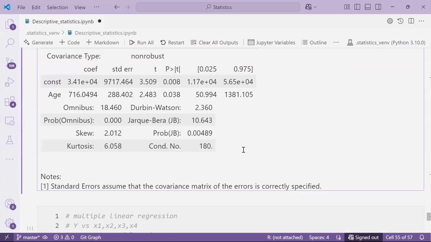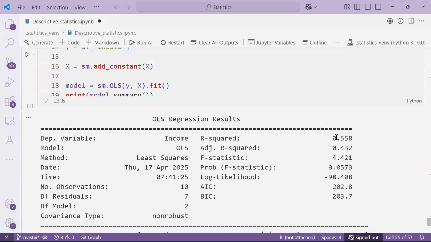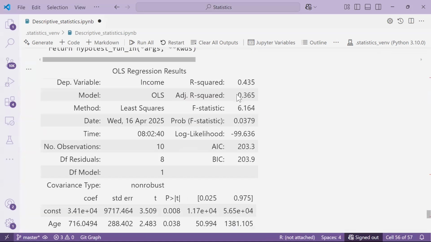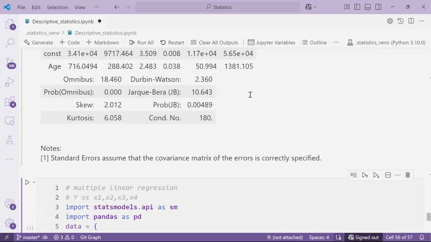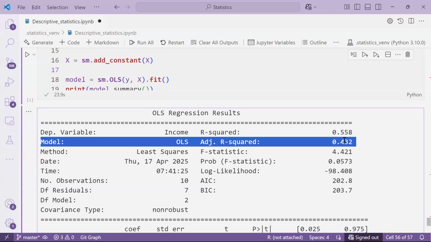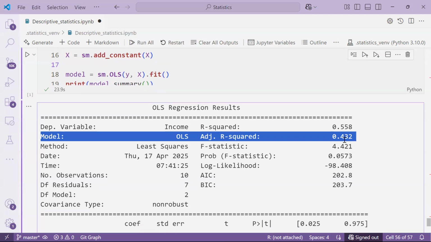But if I add one more variable, that is the spending score, our R square value increased to 0.558. So R square was increased. That means the variance of income explained based upon the age and spending score has increased. Let's see whether adjusted R square increased or not. The previous one was 0.365. Yes, our adjusted R square has increased, right? Now it is 0.432. So that means the spending score is also affecting. Our income depends on the age as well as the spending score.